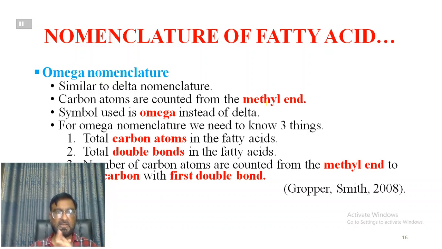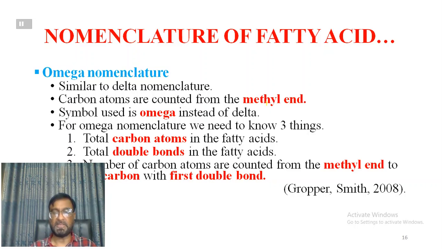There is another nomenclature called the omega nomenclature. In this type of nomenclature, carbon atoms are counted from the methyl end, and the symbol of omega is used instead of delta. For omega nomenclature, we need to know three things: the total number of carbon atoms, the total number of double bonds in the fatty acid, and the number of carbon atoms counted from the methyl end, and that is more important.